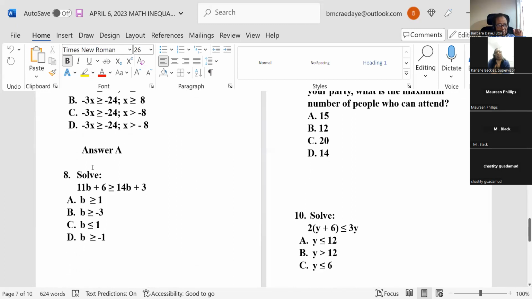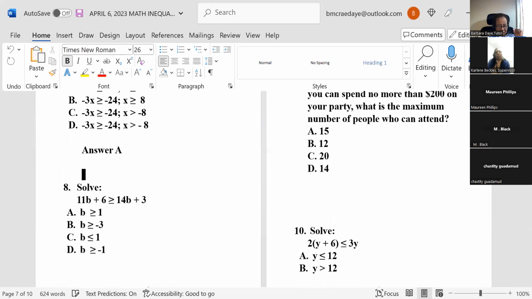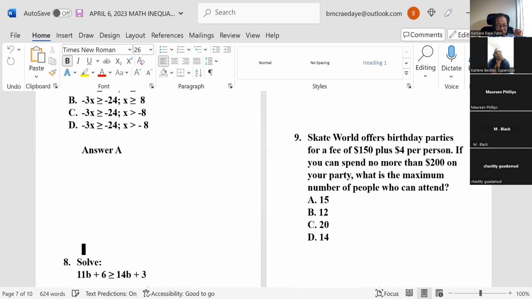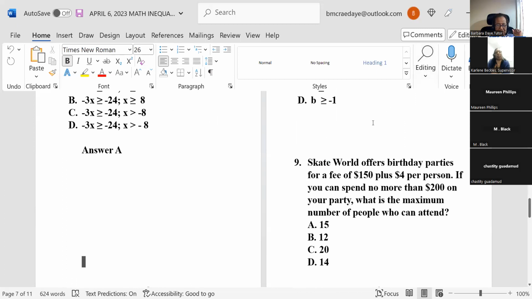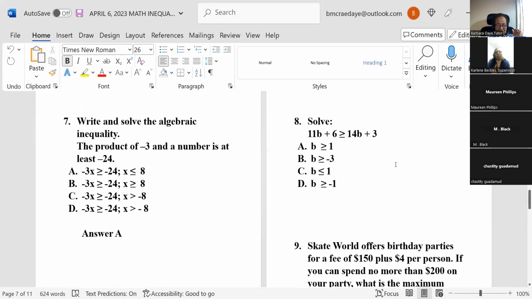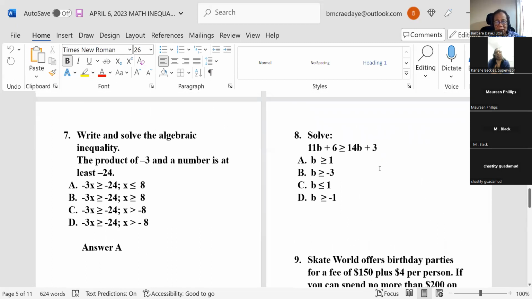Okay, let's do number 8. Remember your inequality rules now. When you're dividing or multiplying by a negative, reverse the inequality. Now, here is one where you have the variables on both sides and the constants on both sides. You decide which one you want to do first, but you need to get 11b with the 14b, and you want to keep your b on the left side. You want to get the 6 with the 3. So do those 2 steps and tell me what answer you get.